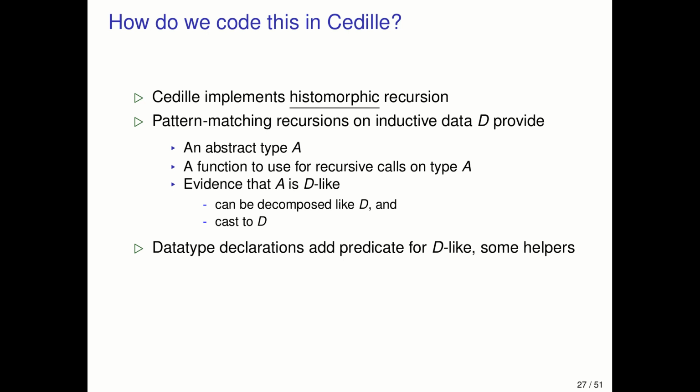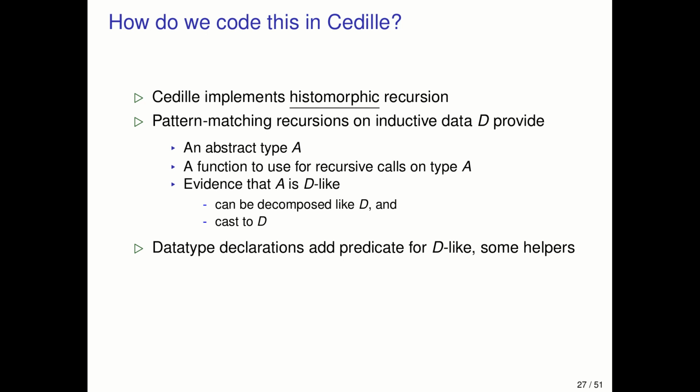So when you do a pattern matching recursion on an inductive type D, what Cedille gives you is an abstract type A and a function to use for recursive calls on type A. You can't just make recursive calls on anything, of course. You have to somehow establish that what you're making a recursive call on was derived structurally from the starting data. And so this abstract type A serves as the type for anything that you could structurally extract from the data. And so you can make recursive calls on that type.